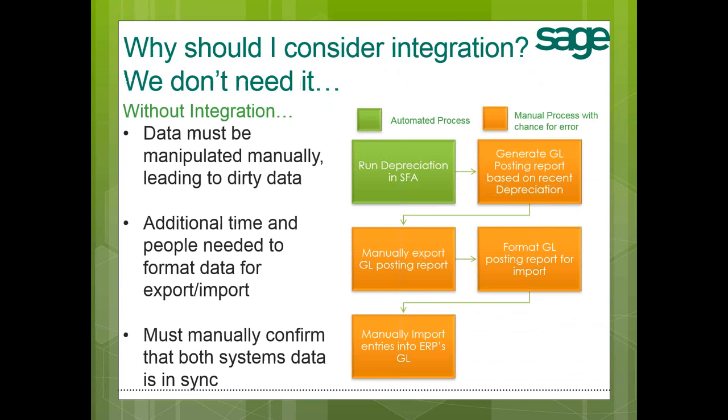So what does this mean to you? Well, let's look at how the process flows when it's not integrated. Without the integrated solutions, there's a large number of manual processes needed to move your GL information back into Sage CRE after it's calculated within depreciation. And as we have discussed, anytime a manual process involving data is required, you open the door to dirty data. Additionally, these manual processes take more time from your people that could otherwise be spent on more pressing issues.